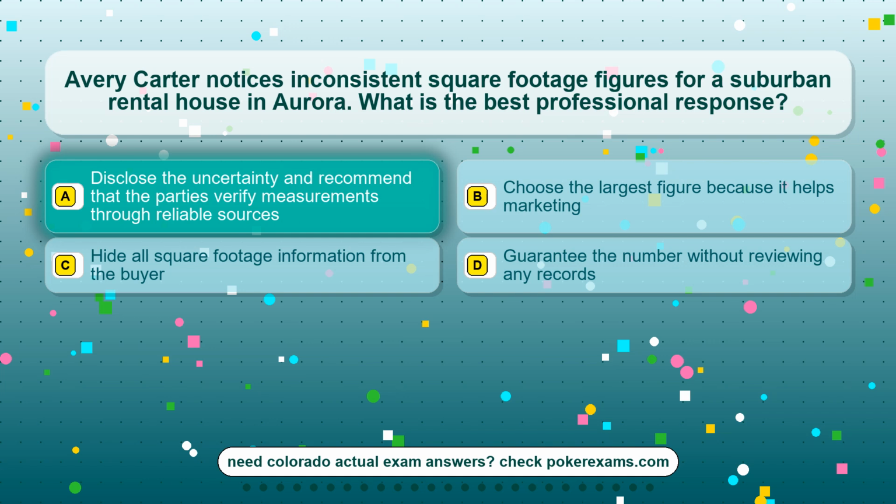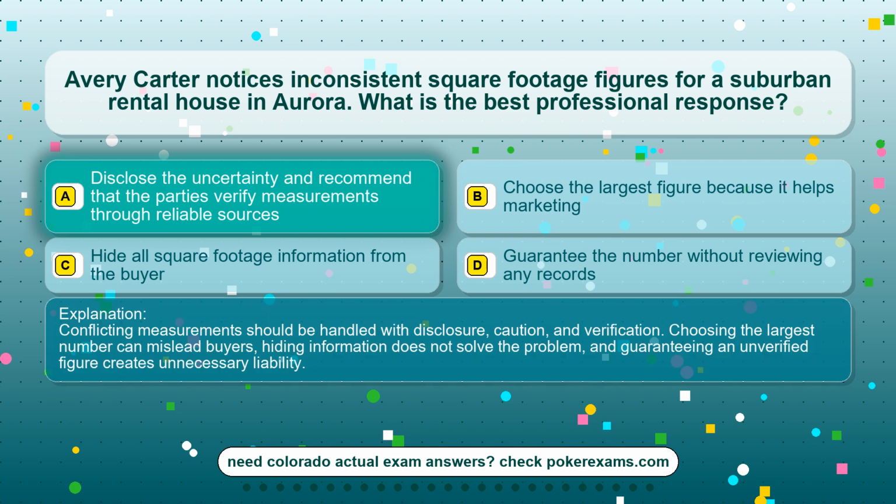The correct answer is option A. Disclose the uncertainty and recommend that the parties verify measurements through reliable sources. Conflicting measurements should be handled with disclosure, caution, and verification. Choosing the largest number can mislead buyers, hiding information does not solve the problem, and guaranteeing an unverified figure creates unnecessary liability.